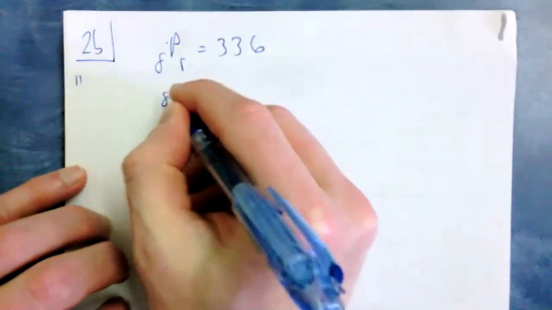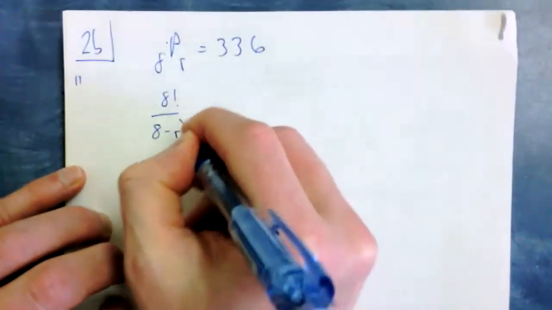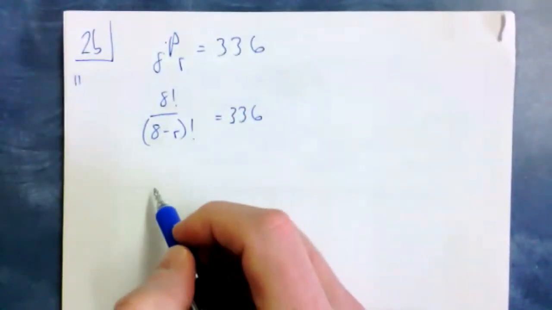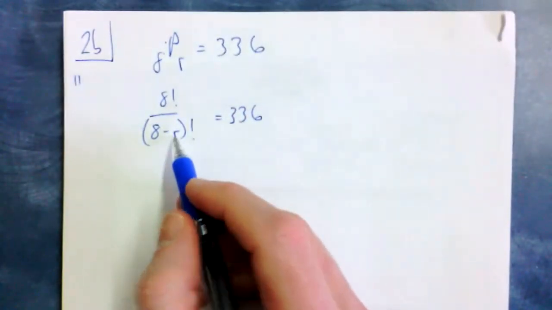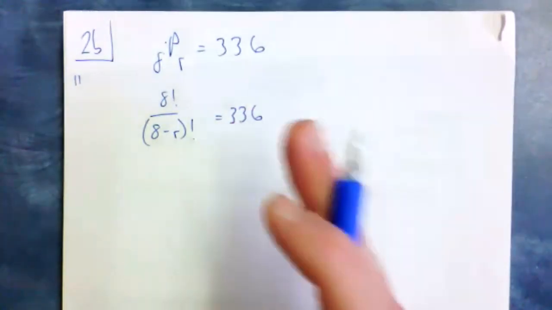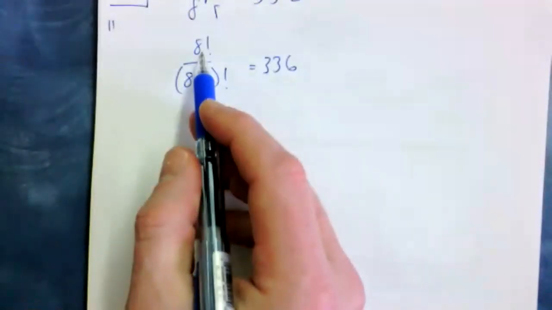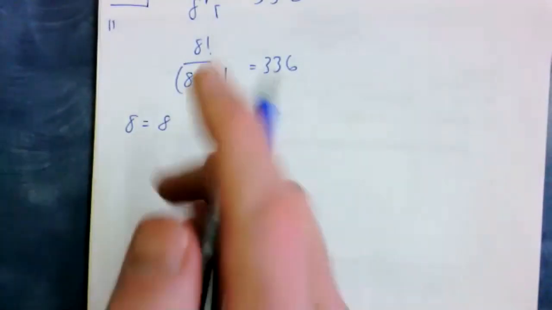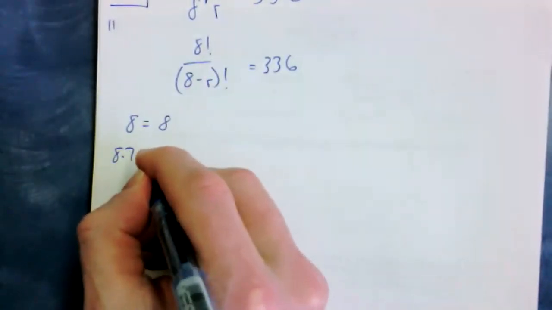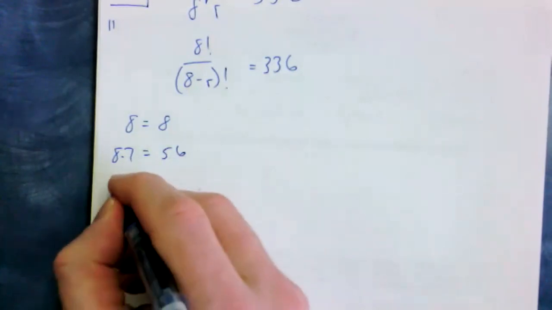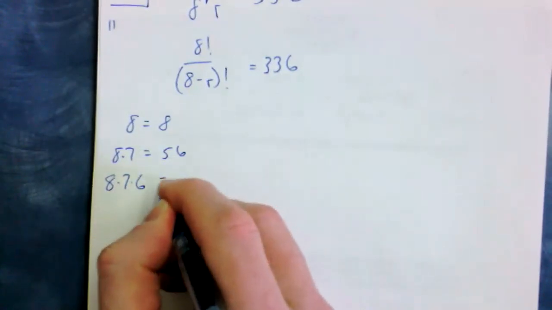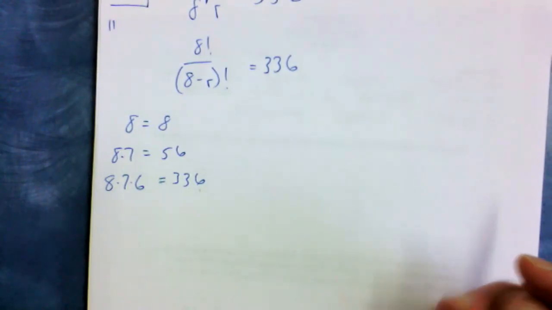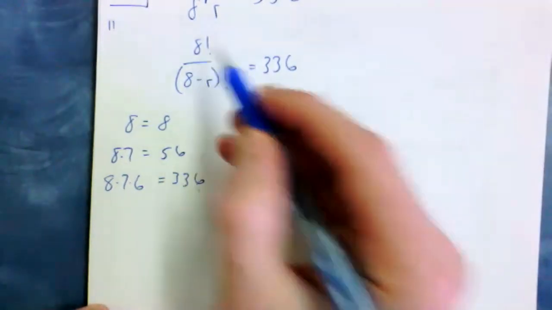So it's 8 factorial over 8 minus R factorial equals 336. When you say guess and check, I don't want to just go 1, 2, 3, 4. You don't have to do it that way. Think of it this way: 8 equals 8. Forgive that obviousness. 8 times 7 equals 56. 8 times 7 times 6 equals 336.